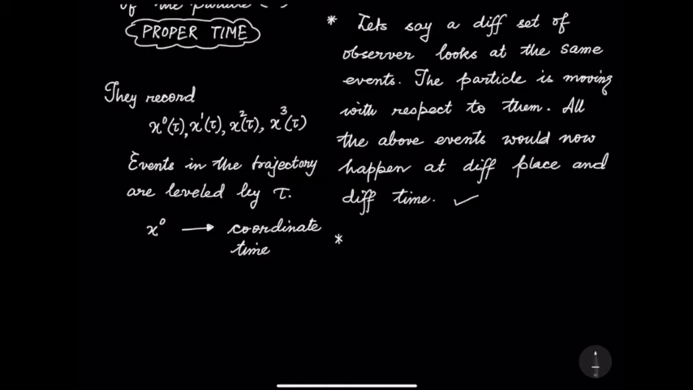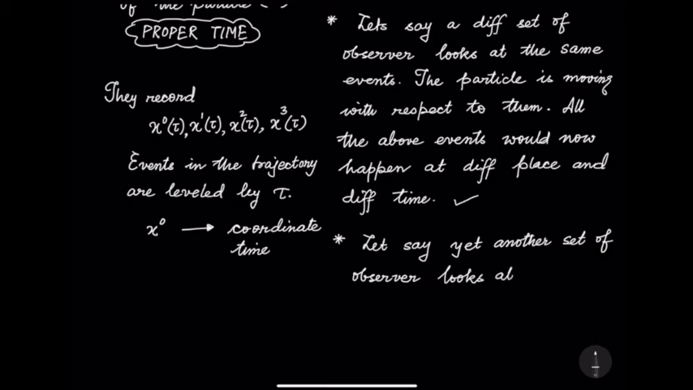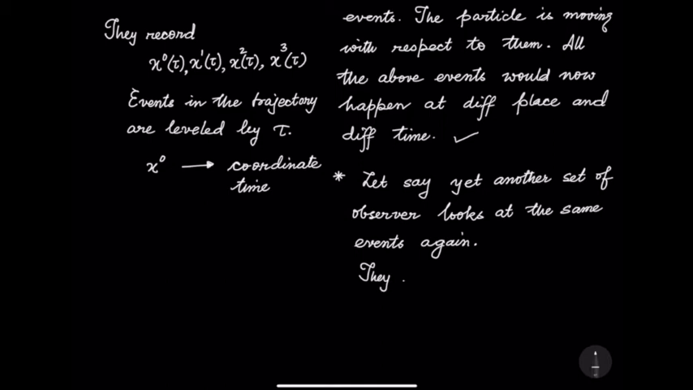So this is one set of inertial observers, I can now go to another set of inertial observers. So there are many sets of inertial observers keeping track of this particle, surprisingly. The particle must be very important. They look at the same events again. Now, what will they record? With respect to them, the particle positions may have been different at different proper times. So they may record something different, which I denote by prime. At the same proper times, they record different numbers.